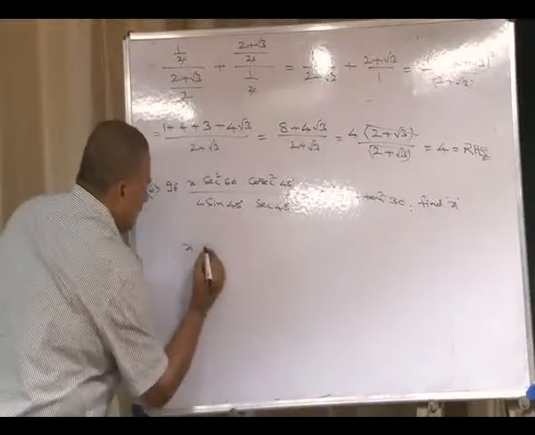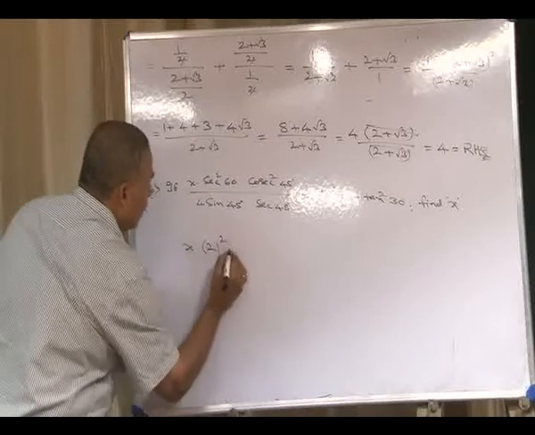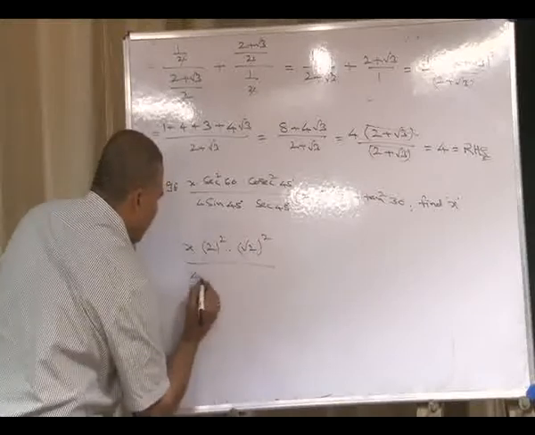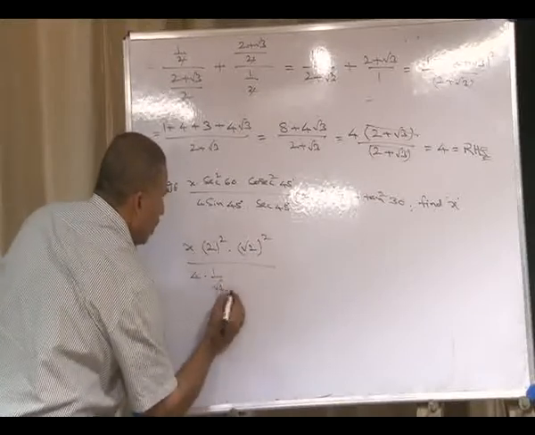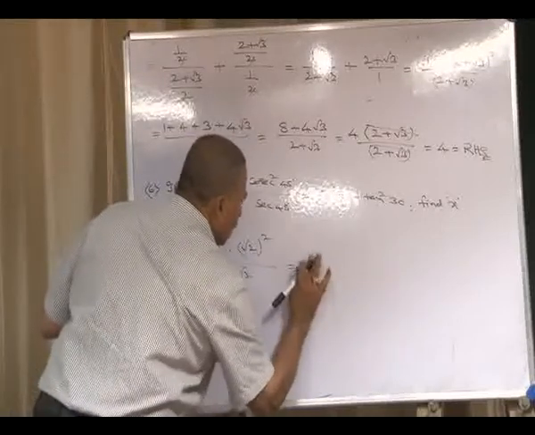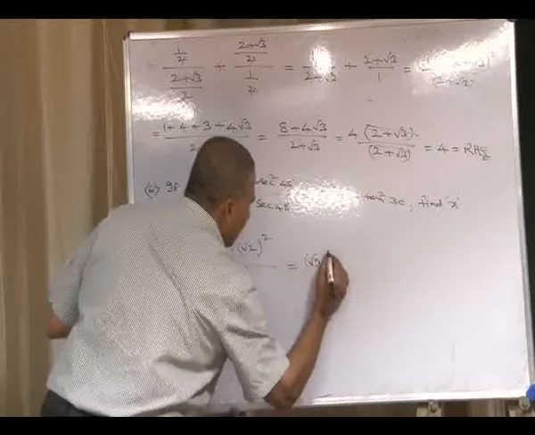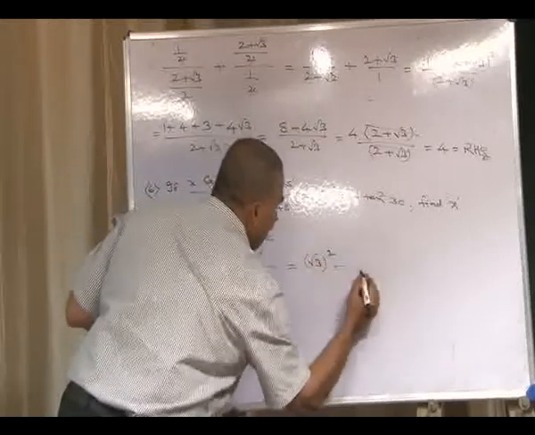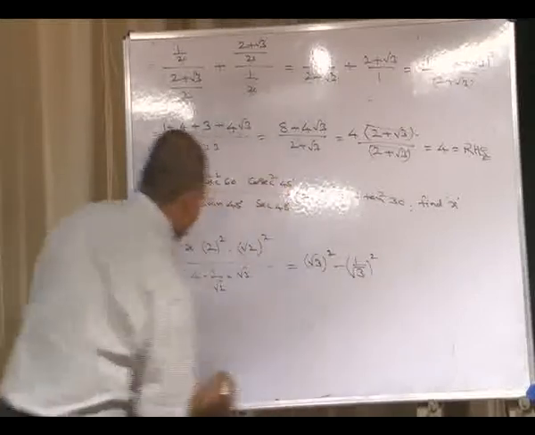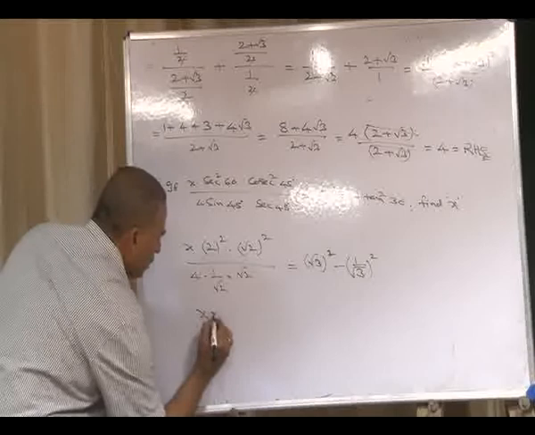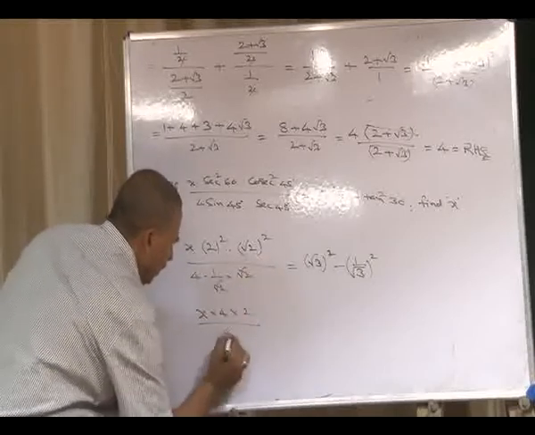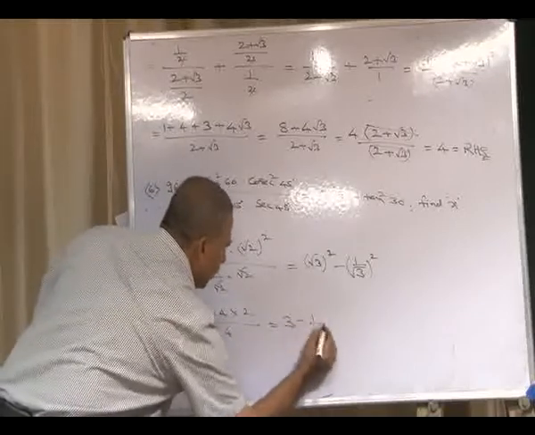X into secant 60 value is 2, that is 2 square. Cosecant 45 is root 2 square by 4 into sin 45 is 1 over root 2, secant 45 is root 2. Cot 30 is root 3 the whole square minus tan 30 is 1 over root 3 the whole square. That is x into 2 square is 4, root 2 square is 2. Here 2 cancel, that 4 equal to 3 minus 1 by 3.